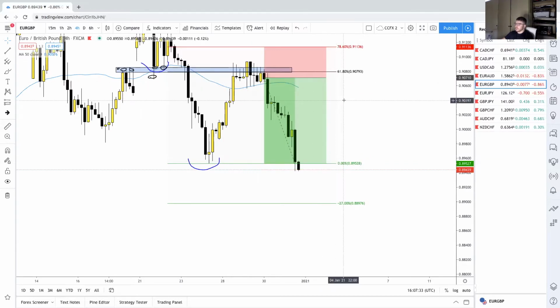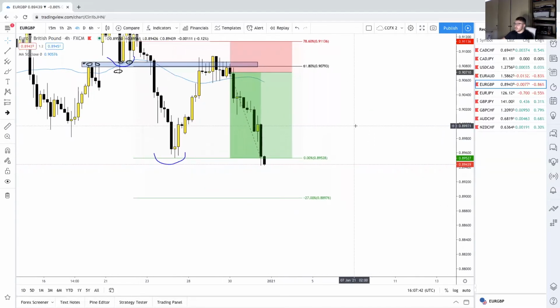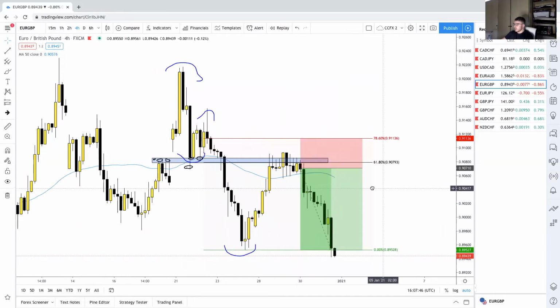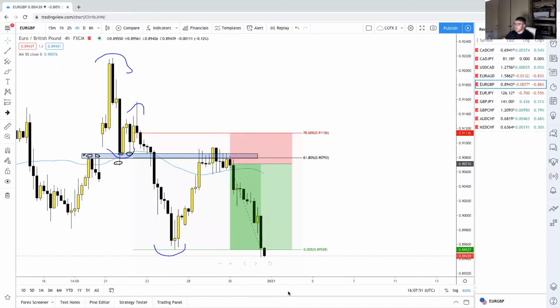I'd say minimum risk to reward is 1 to 1. 1 to 2 is good. 1 to 3 is excellent. We're nearly at 1 to 3. So yeah, that was a solid trade setup for Euro GBP. For now, there could be more entries if price continues to be bearish and pull back.